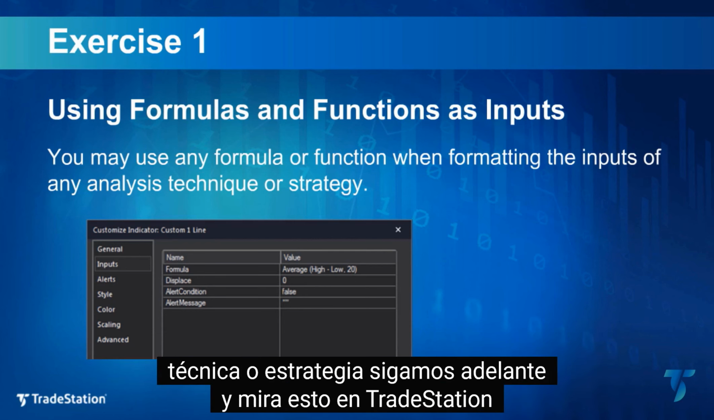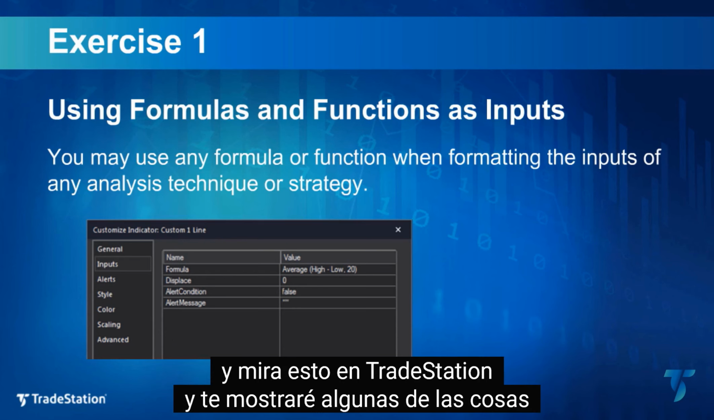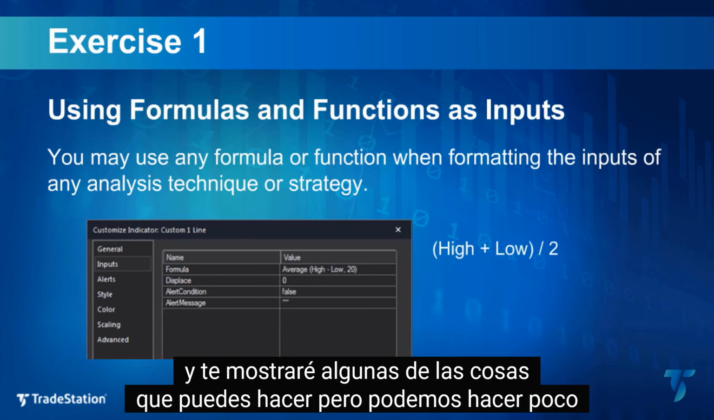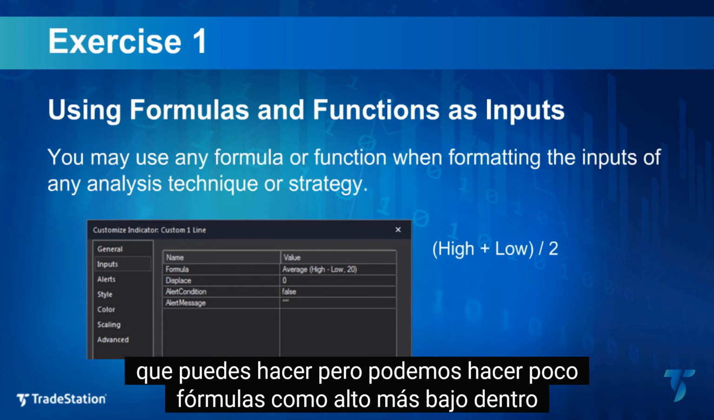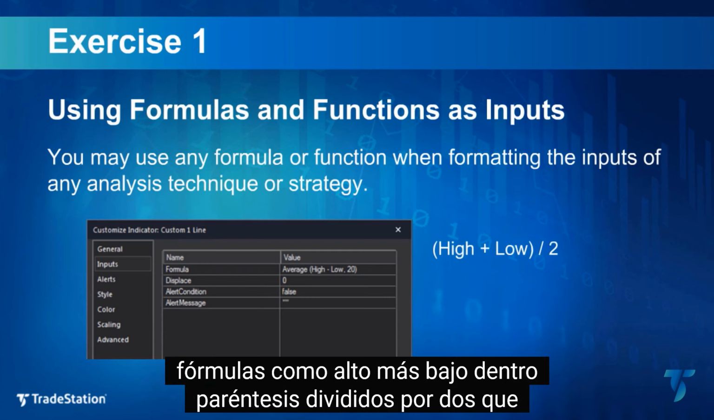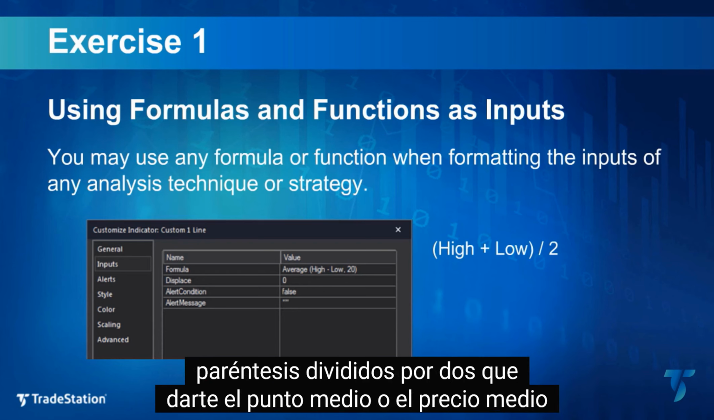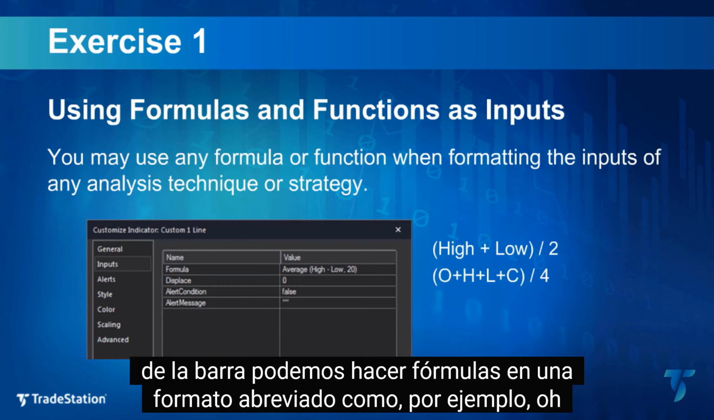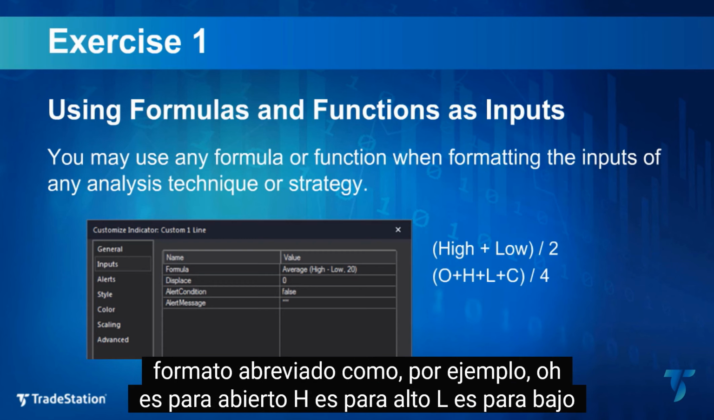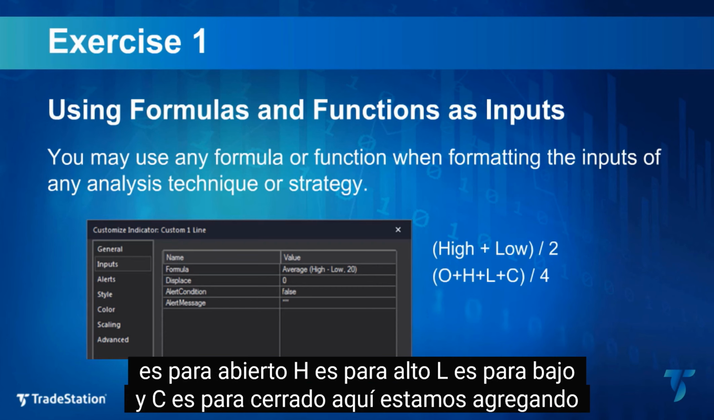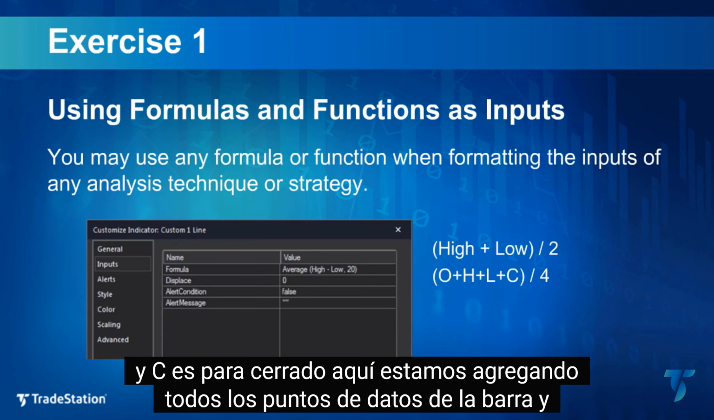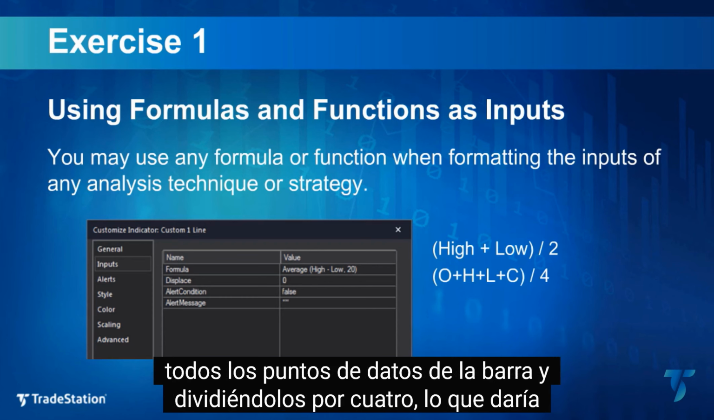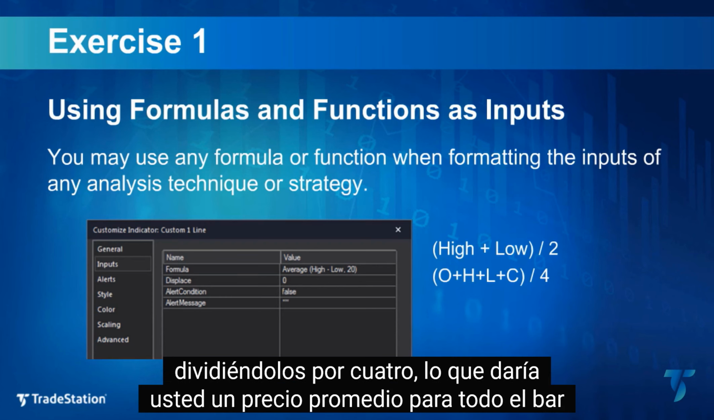Let's go ahead and take a look at this on TradeStation, and I'll show you some of the things that you can do. We can do little formulas like (high + low) / 2. That'll give you the midpoint or the mid price of the bar. We can do formulas in an abbreviated format, like for example, O is for open, H is for high, L is for low, and C is for close. Here we're adding all the data points of the bar and dividing them by 4, which would give you an average price for the whole bar.